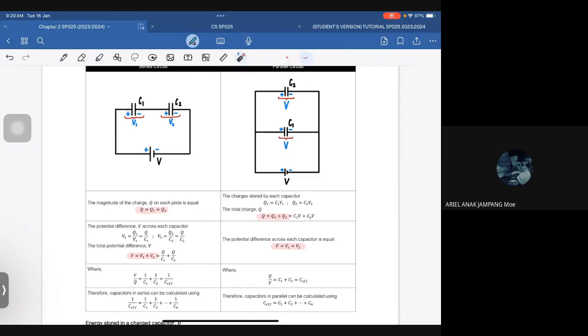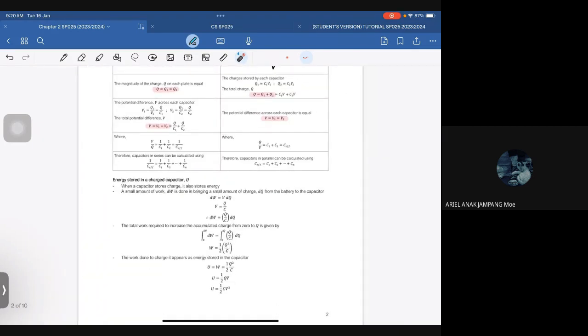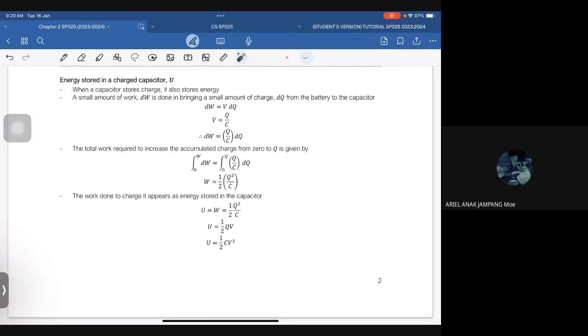So kalau kamu hafal salah satu je pun, kamu ingat, oh kalau ini untuk series, maksudnya untuk parallel dia terbalik. Kamu hafal begitu je lah. Okay, tapi make sure kamu hafal, sebab yang ini penting untuk kamu solve soalan PSPM. Okay, and then next we have energy stored in a capacitor.